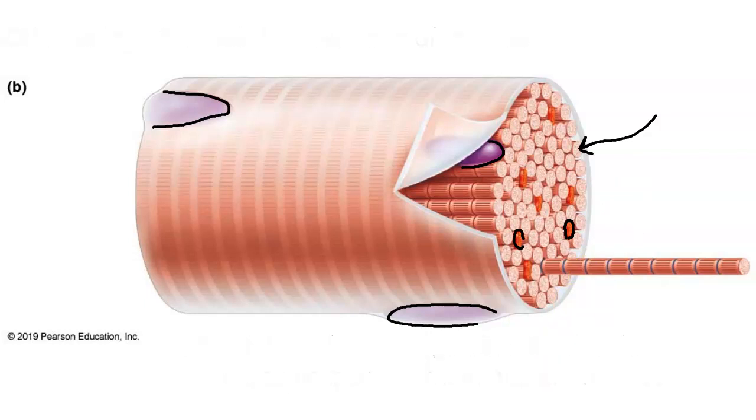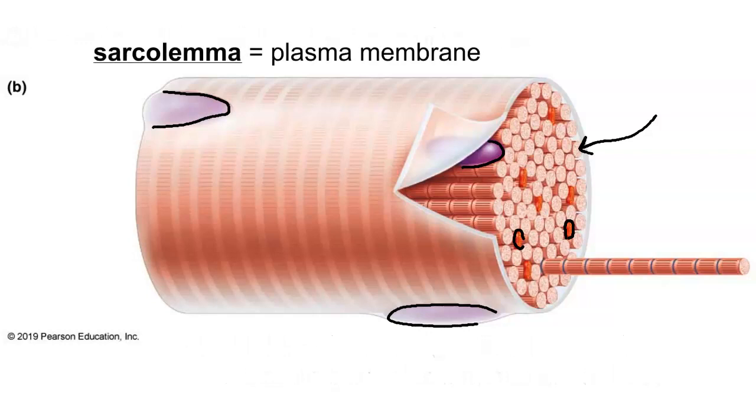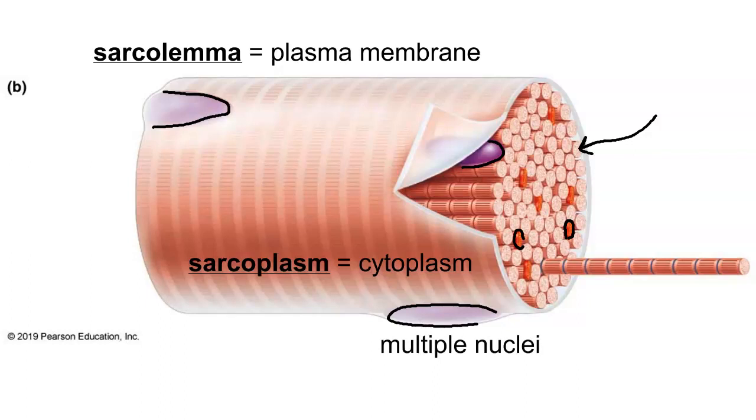But in summary, a muscle cell is also known as a muscle fiber. The plasma membrane is known as a sarcolemma. The cytoplasm is known as sarcoplasm. Skeletal muscle cells have multiple nuclei, mitochondria. The typical organelles are there, but really a structure known as a myofibril fills the cell. And we'll see that myofibrils are the basic contractile subunit of the cell.